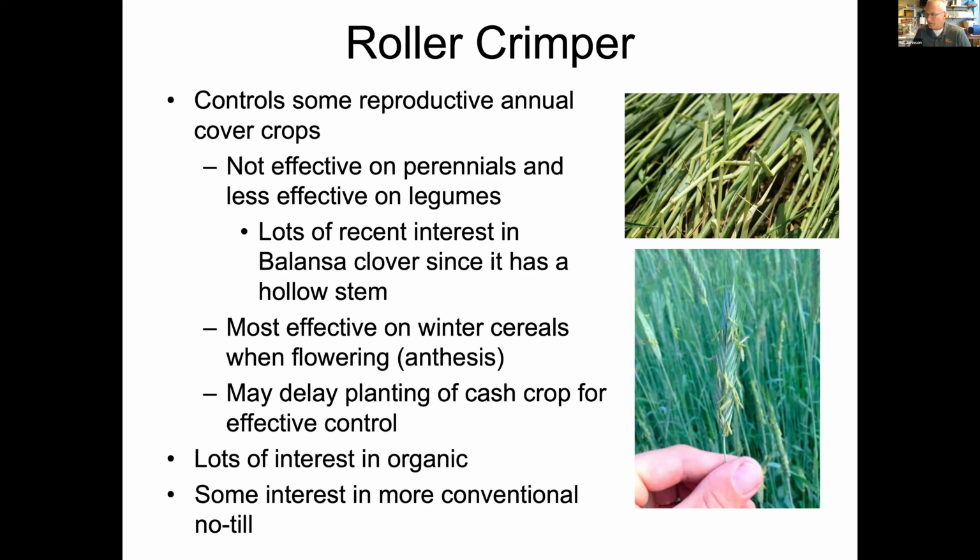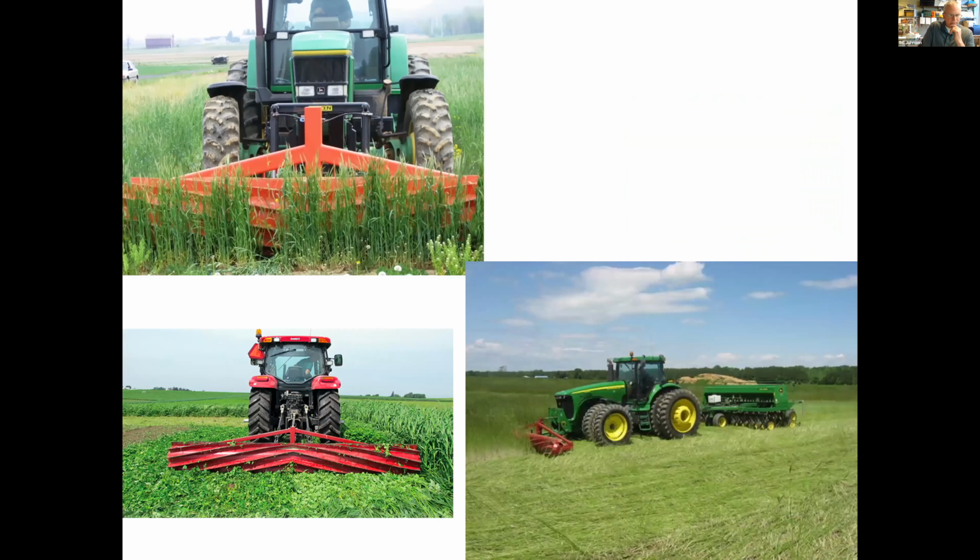I don't have a real good idea of how many acres in Indiana utilize the roller crimper. Certainly a lot of interest in the organic area for doing that. But again, as we think about more and more non-chemical weed control tools moving forward, I certainly don't see the interest in this going down, particularly with the effectiveness that we see with cereal rye in terms of suppressing weeds.